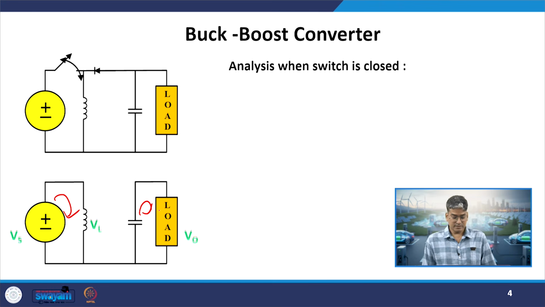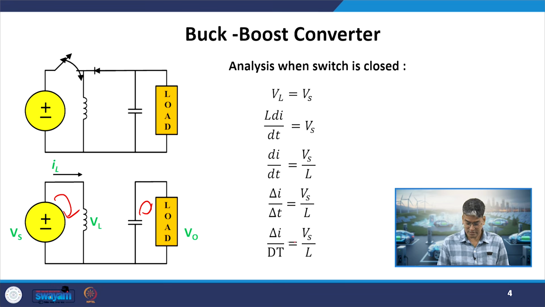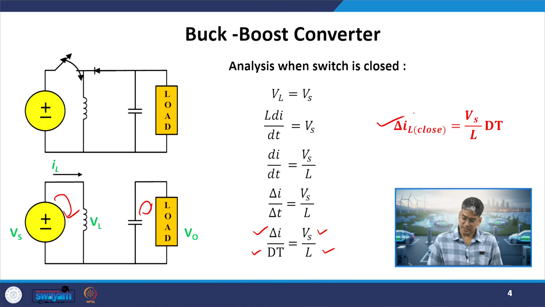Then if I apply KVL, we found the relation between the change in inductor current with respect to dt and Vs by L. So if I write it in terms of the change in inductor current when the switch is closed, it will be given as Vs by L into dt.